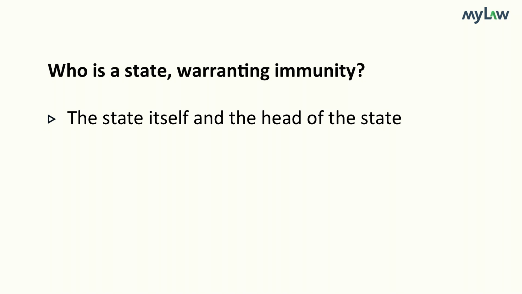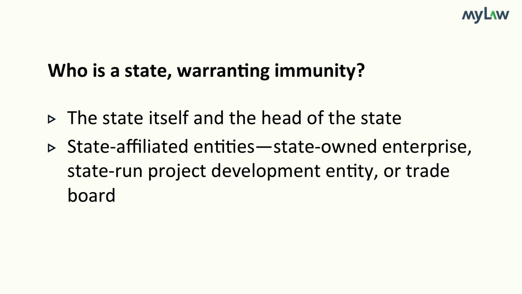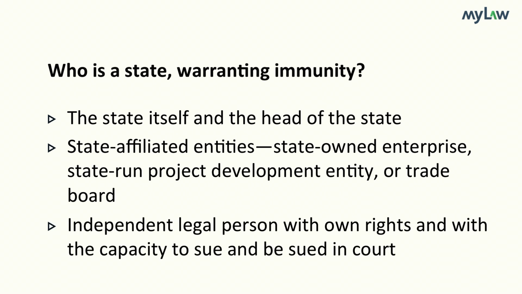Further, in the modern world, it is often difficult to determine who a state is. The state itself and the head of the state will certainly enjoy state immunity. However, contracts with the state itself are relatively rare in practice. Typically, commercial parties find themselves contracting with a state-affiliated entity, such as a state-owned enterprise or a state-run project development entity or a trade board. In determining whether a particular foreign state-affiliated entity is part of the foreign state or not, its true control and ownership structure are looked at to see if it's an independent legal person with its own rights and with the capacity to sue and be sued in court.